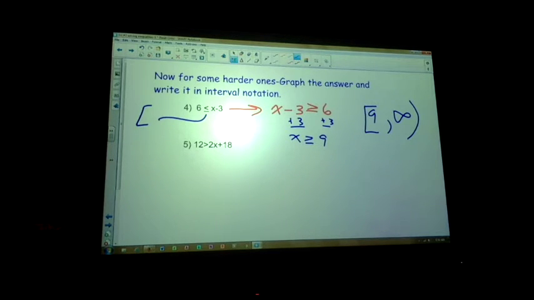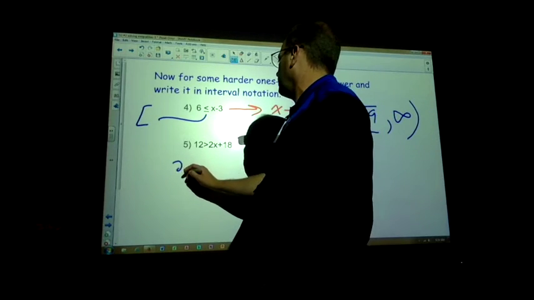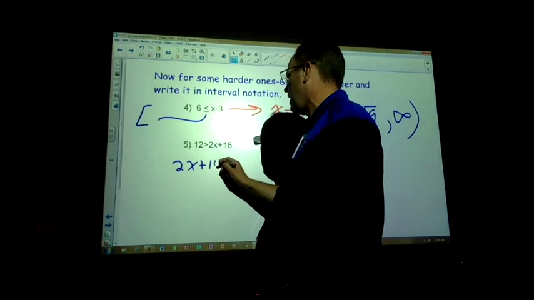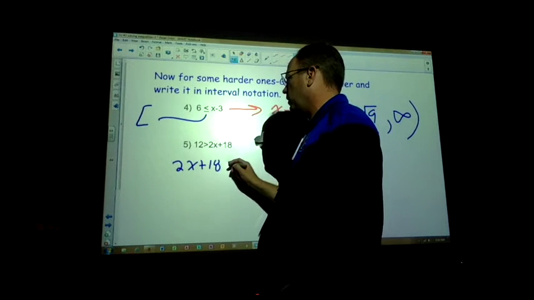Problem number 5. I want to have the x on the other side. So what should we do? I'm going to flip the entire problem over, including the sign. So that's going this way. So now I'm going to go this way.